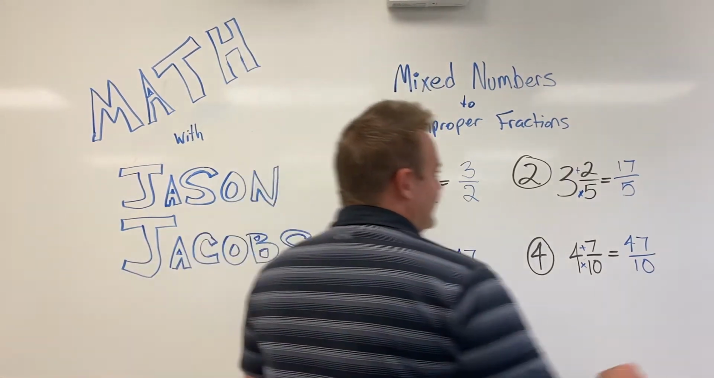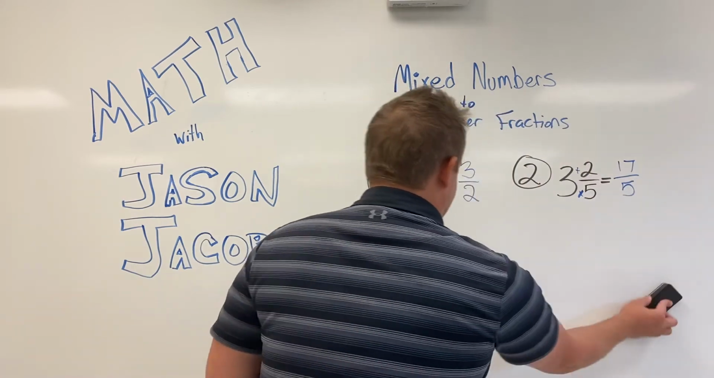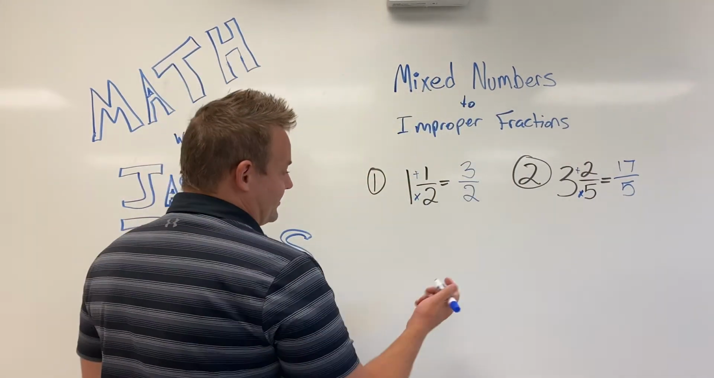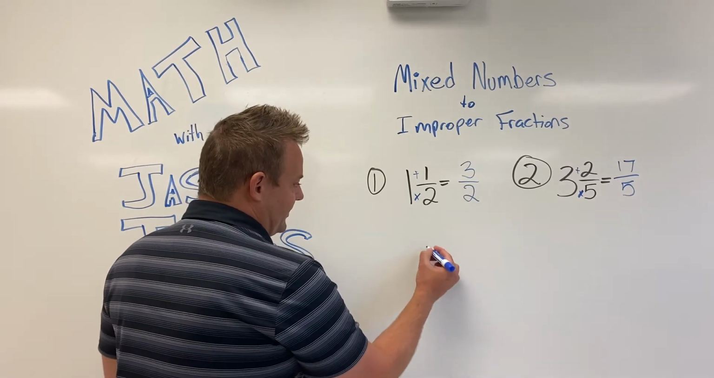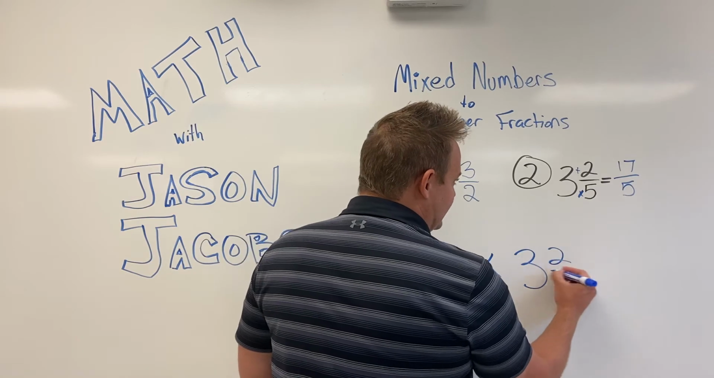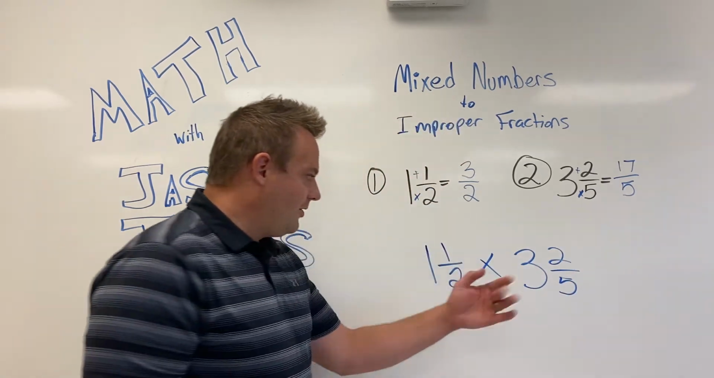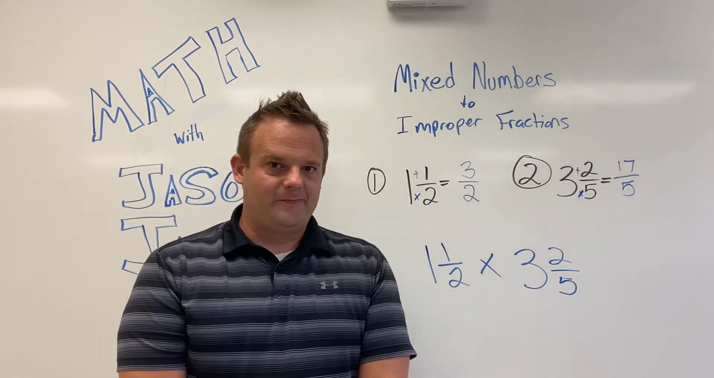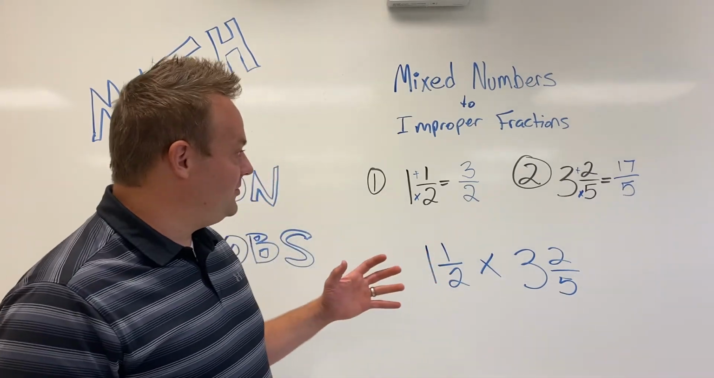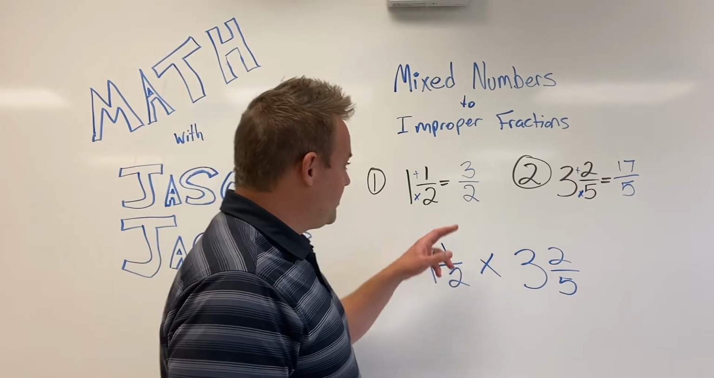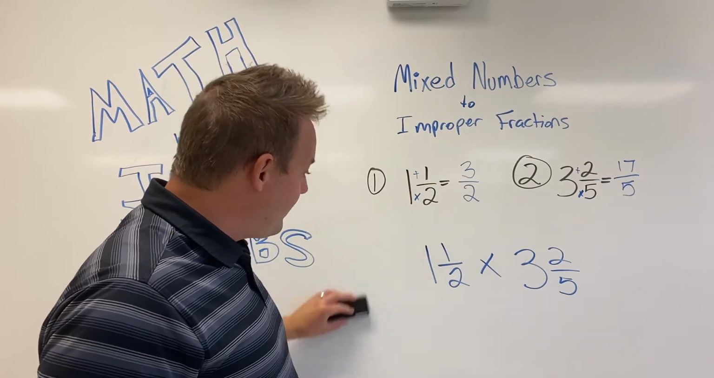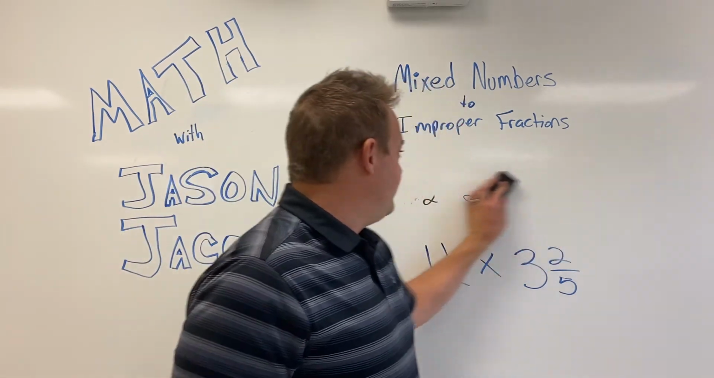Okay, so let's say, for example, guys, let's say you're doing this like we do in 1-3 in 6th grade, the third lesson in 6th grade we do. Let's say you have 1 1/2 times 3 2/5. How do we multiply these fractions? Well, this is what you do, guys. You're going to convert these into improper fractions and then multiply across.